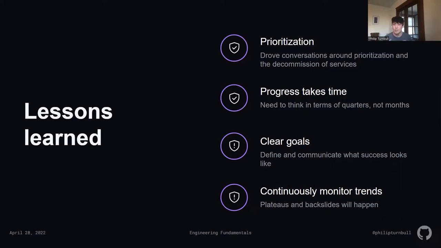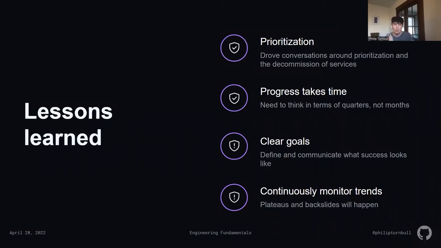Service owners would rather decommission a service now than spend time updating dependencies only to decommission the service in the future. Secondly, things take time. At the company scale, with several hundred services, you really need to think in terms of quarters and multiple quarters. You're no longer able to plan in the weeks and months timeframes.